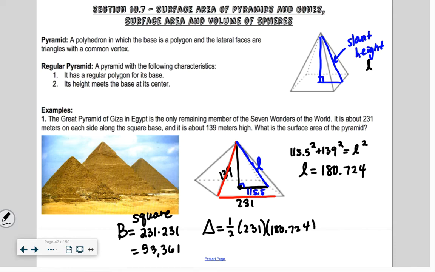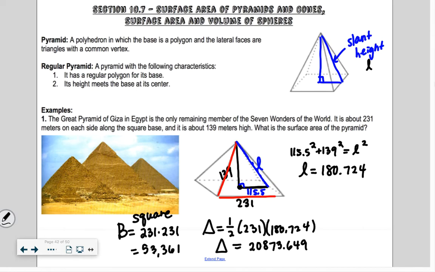So I put that in. I have 1/2 base times height. I keep that number stored in my calculator, right, Charlie? Yeah. I'm going to multiply by 0.5, and then multiply by 231. So the area of one of those triangles is 20,873.649. Again, this is in meters squared.